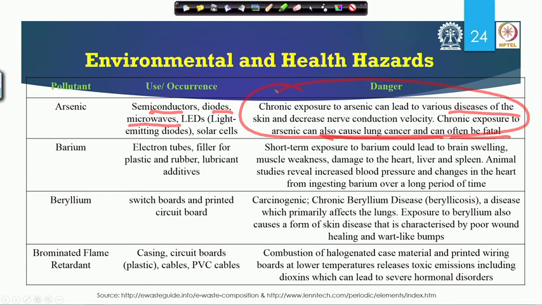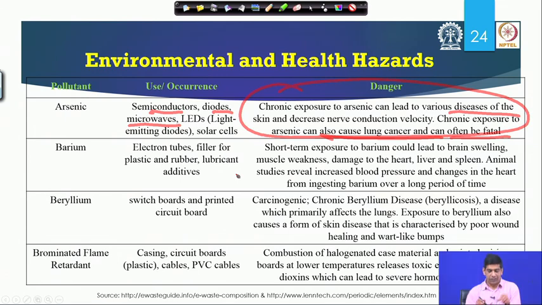Then barium. Barium is used in electron tubes, as a filler for plastics, rubbers, lubricants, additives. Beryllium is used in switchboards and printed circuit boards. We have brominated flame retardants. Say when you are using your laptop, especially on your lap, working from there, after maybe half an hour, 40 minutes, depending on the model and make of the laptop, you start feeling a lot of warmth. It's very warm because it has started getting hot.